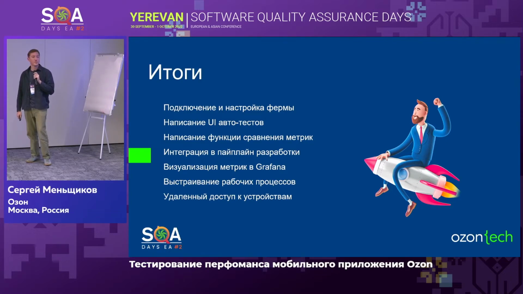So, for the summary, what you need to do is connect and set up farms, write UI autotests, write metric comparison functions. Then you need to have integration in the development pipeline, visualization of metrics in Grafana, building work processes, and remote access to devices as a bonus.